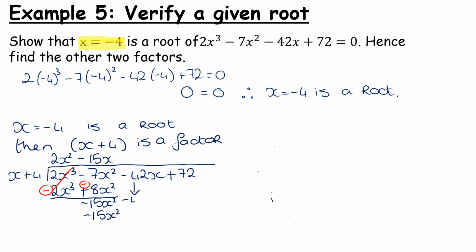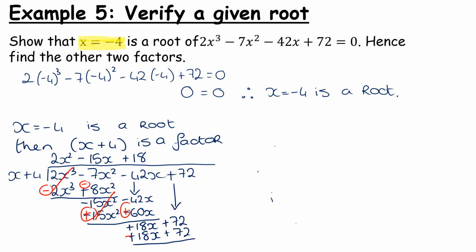So bring down the minus 42x. So I have minus 60x. We do our subtract, so that becomes plus, this becomes plus, so that gives me plus 18x, and so plus 72, and this goes in plus 18 times, plus 18x, plus 72, and then change my signs, 0.